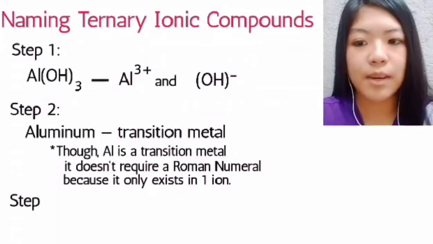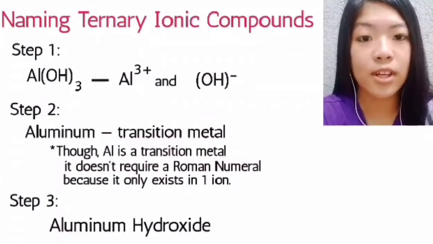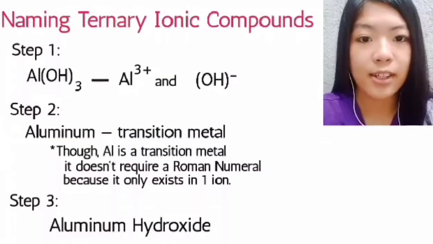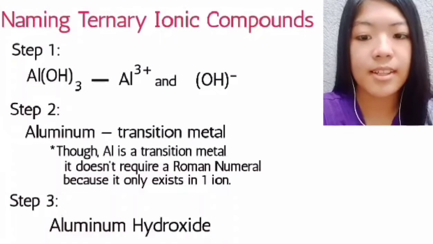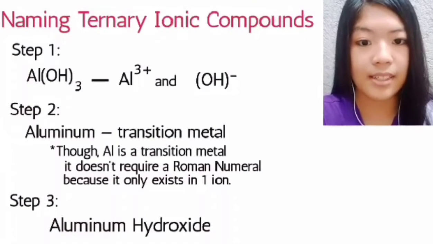Then last, for step 3, you just have to write the aluminum and don't include a Roman numeral because as I explained earlier, it only exists in one ion. Then write the polyatomic ion, which is hydroxide.